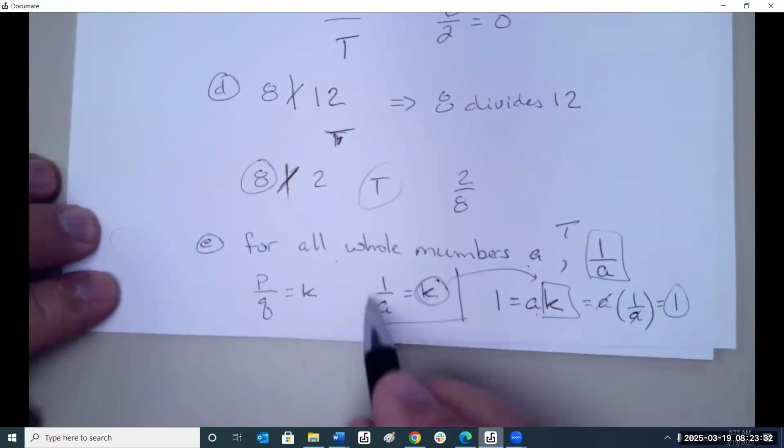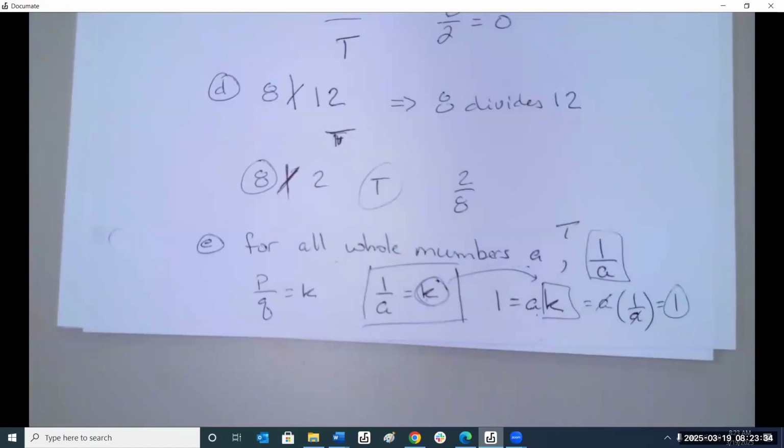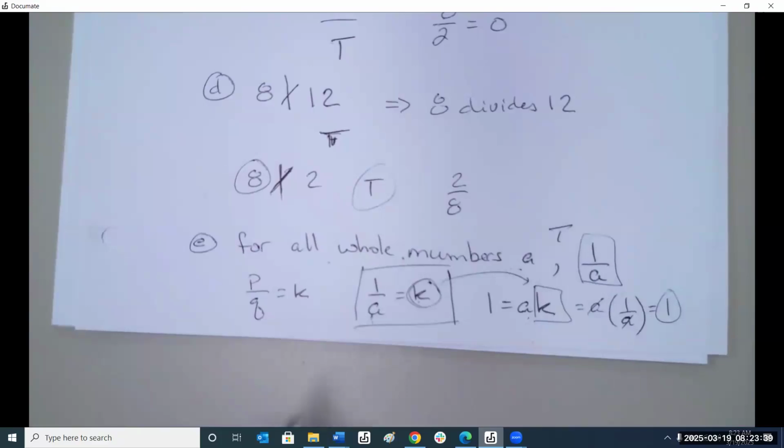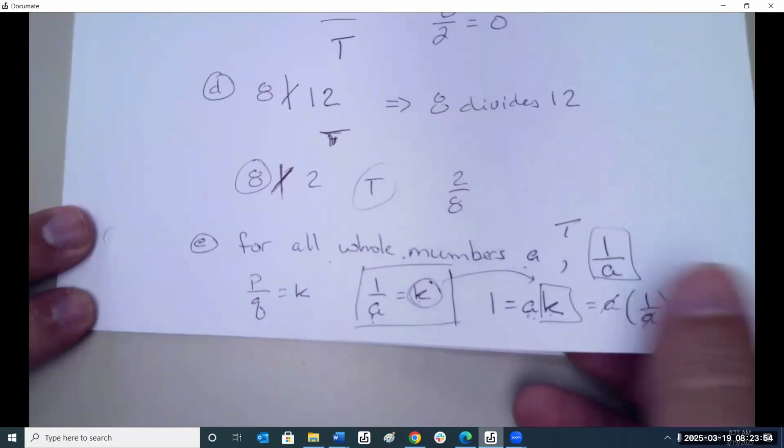Because we defined what K was. A is the whole number, not K. 1 over a whole number is what K is. So is there a K that when I multiply it by any number, it'll equal 1? Yes, they're inverses of each other. So that's a true statement. A lot of these questions are what you see on law school and medical school exams, just how you think through problems.